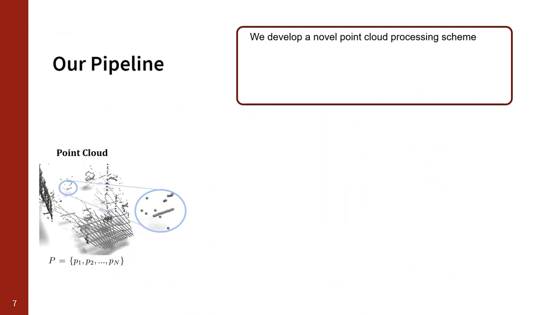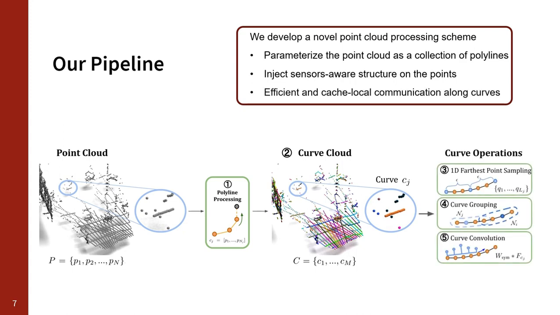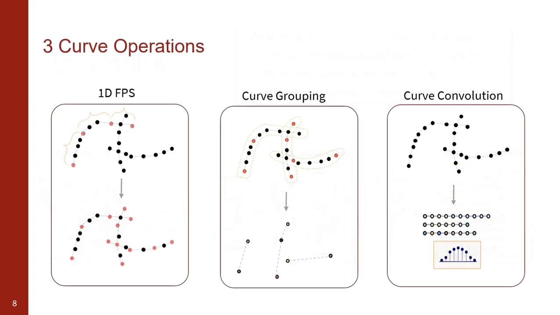We develop a novel point cloud processing scheme. Given a point cloud with scanning time steps and scanned laser beam identifiers, we first parameterize the point cloud as a collection of polylines, which we denote as a curve cloud. Then, we can perform efficient and cache local operations along each curve. We make use of 3 novel curve operations: 1D farthest point sampling, curve grouping, and curve convolutions.